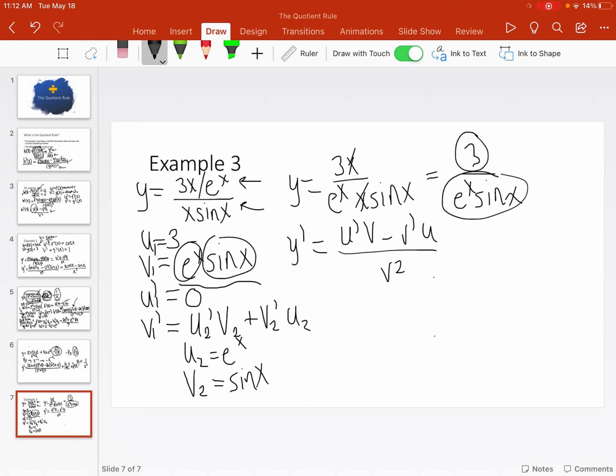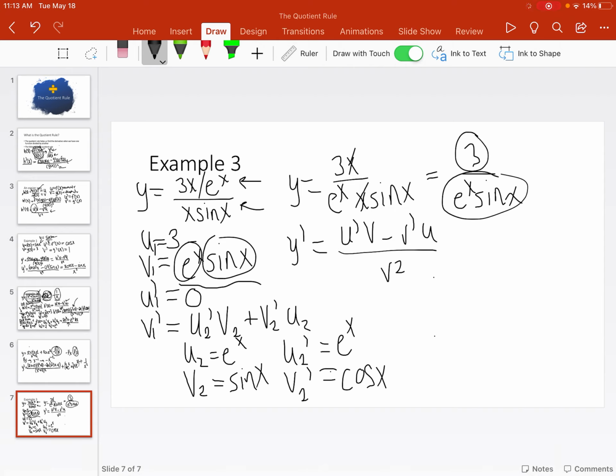I just want you to understand we're doing that because if we say this is u, and we're saying u is equal to e to the x, and then we're also saying u is equal to 3, then to differentiate between these two, we put the subscript there. So u1 and u2 are two distinct variables, or parameters, you could say. So let's take the derivative. What's u2 prime? Well, u2 prime is e to the x. What's v2 prime? What's the derivative of sine x? Well, it's cosine x.